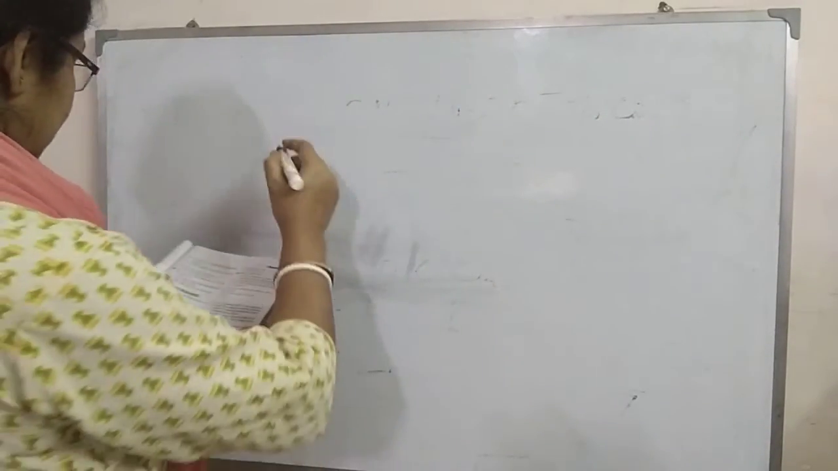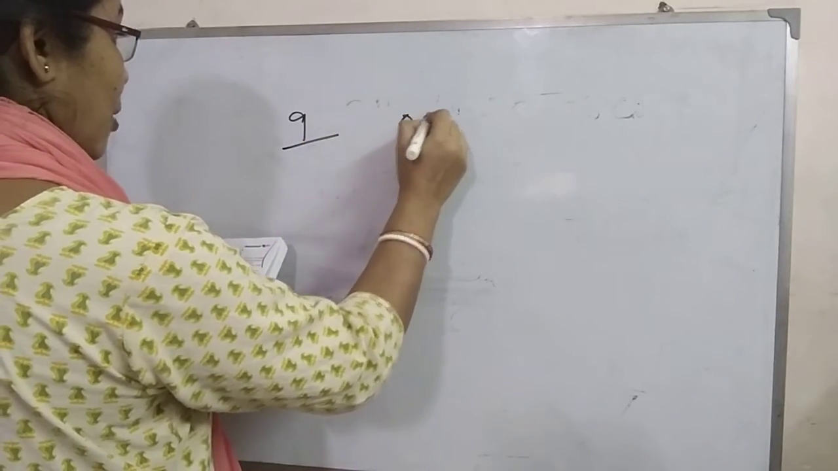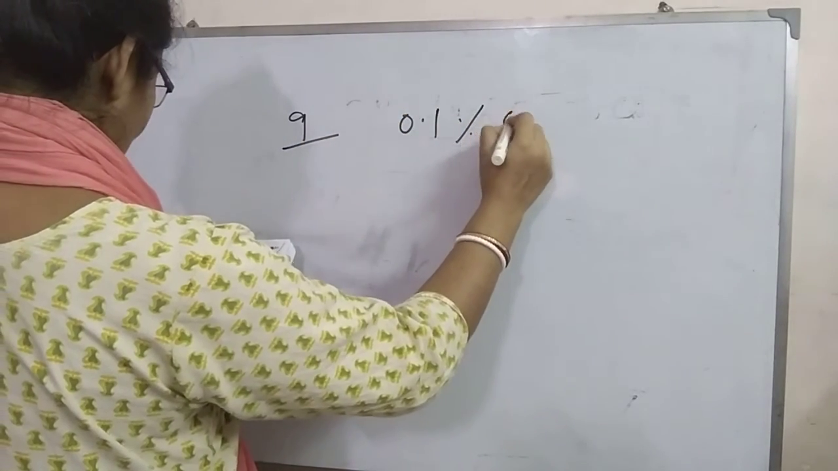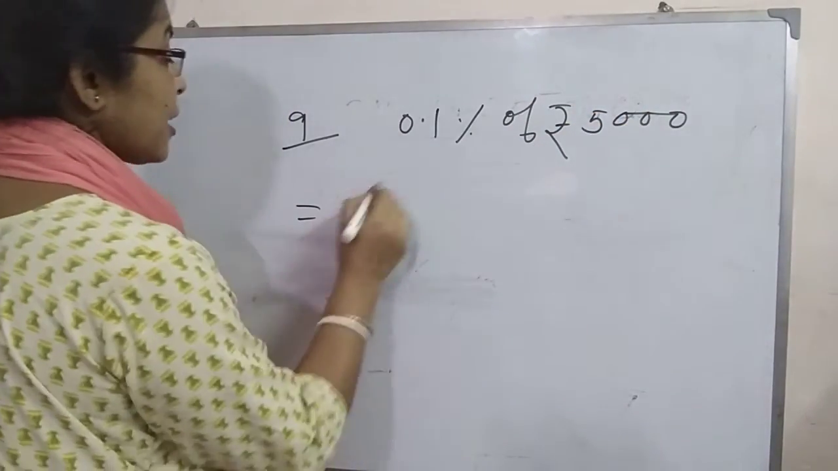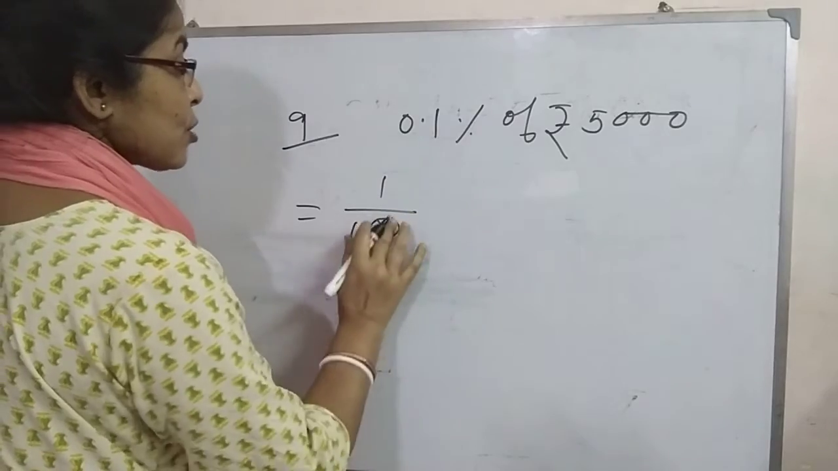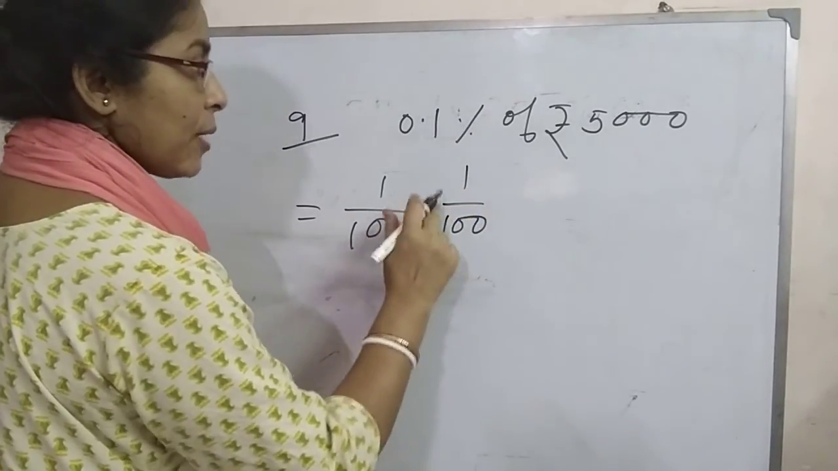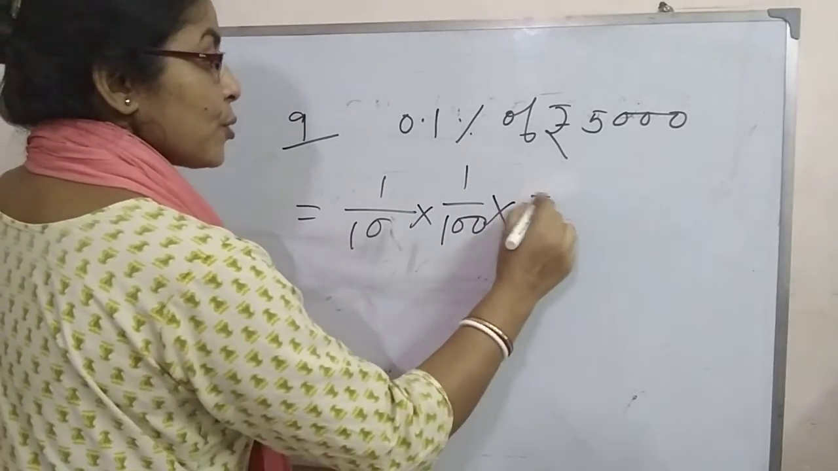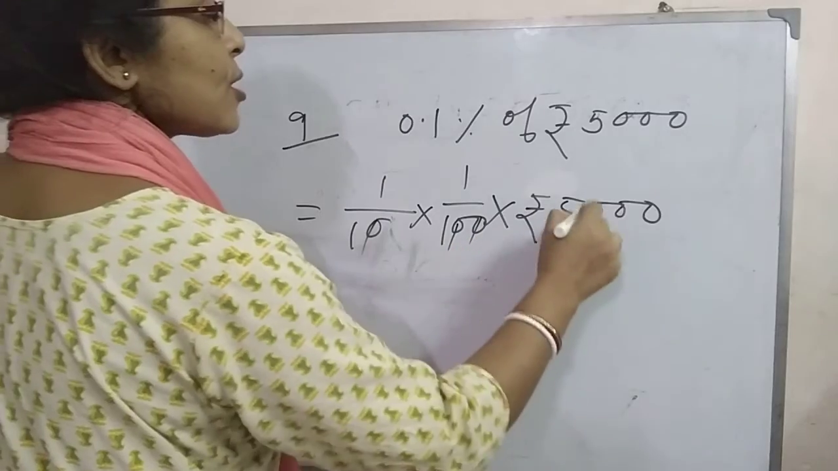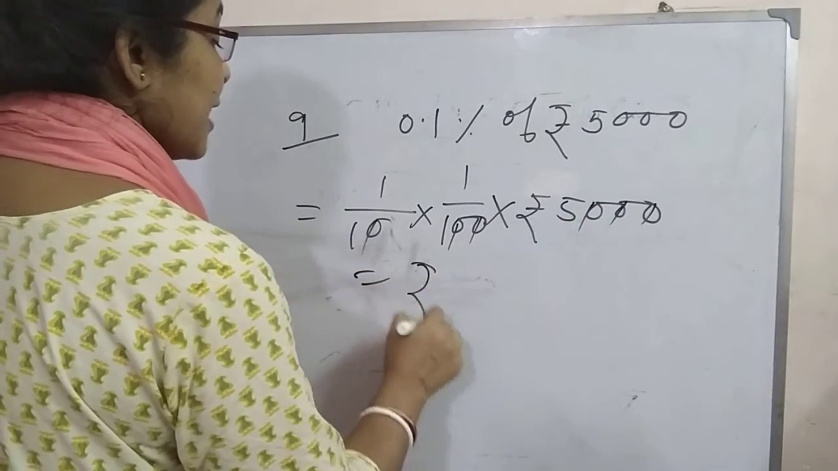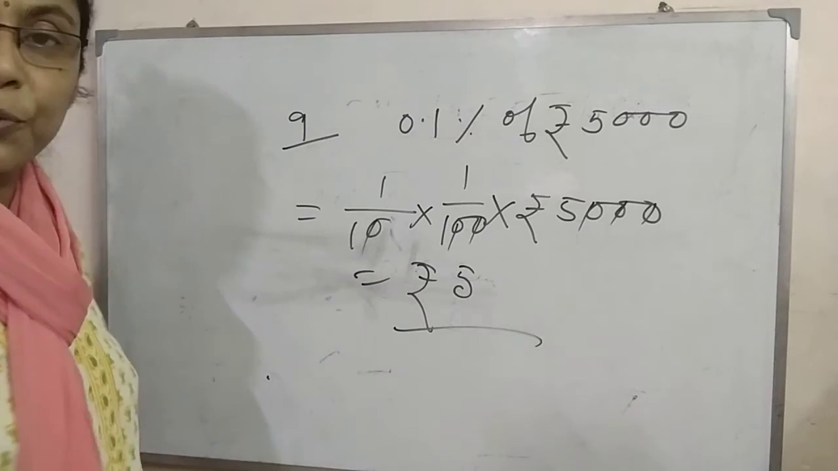Next sum is sum number 9. Find the value of 0.1% of rupees 5,000. That means 0.1 equal to 1 by 10 into percentage equal to 1 by 100 of rupees 5,000. Cancel out. Answer rupees 5. Okay, answer is rupees 5.